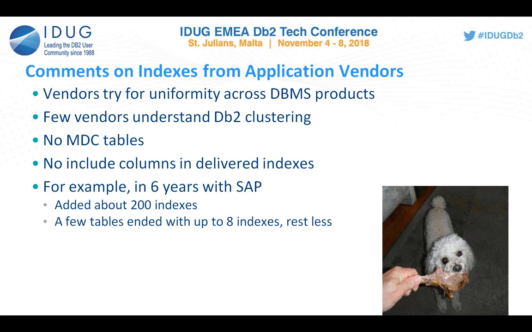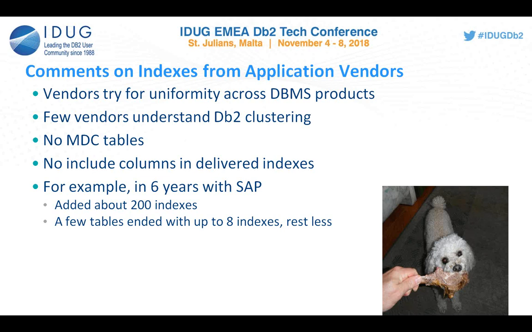There's no include columns in delivered indexes, so that's something where I've gone in various parts of SAP, for example, on some of their temporary tables. They had a 7-column primary key with only 2 data columns. I added those columns in, and we noticed that performance got a lot faster.